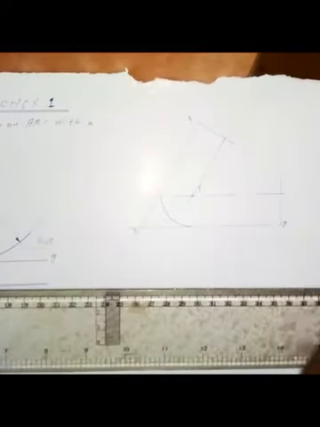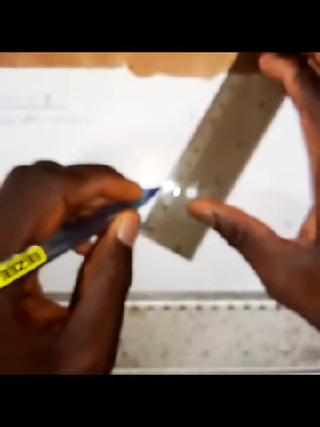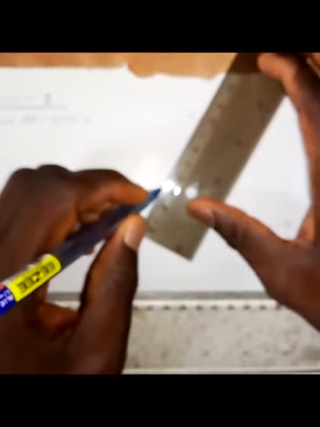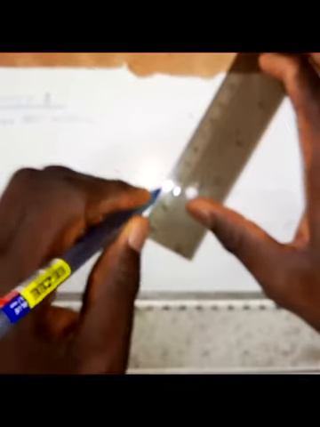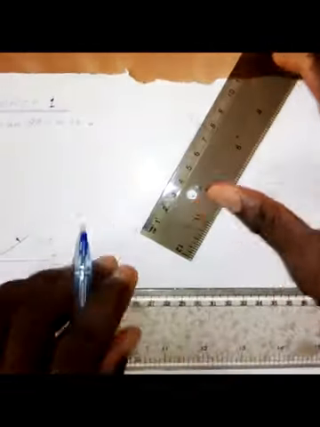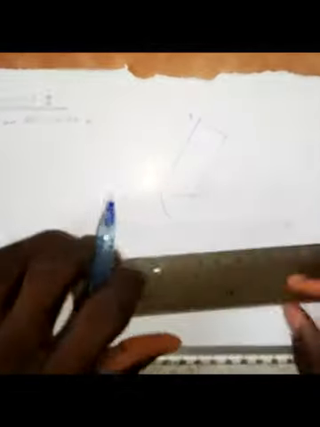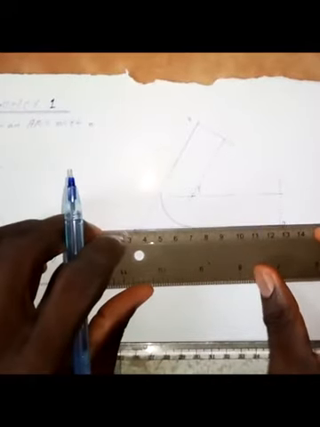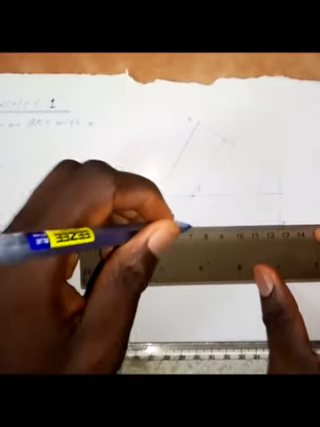Another thing about this that I need to let you know: I need to thicken this line, I want to make it thick so that it can be uniform with that arc. They will have the same thickness. That's what we call uniformity.